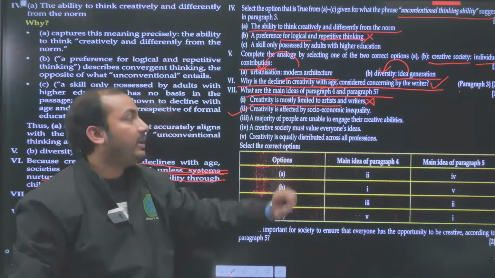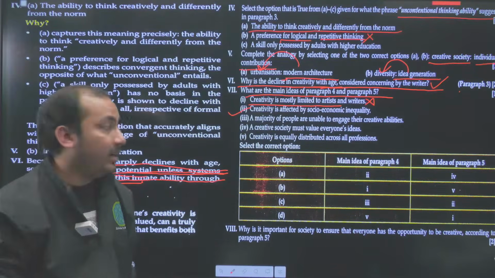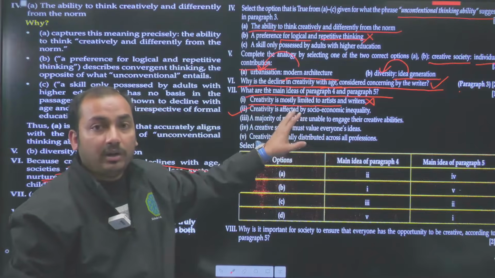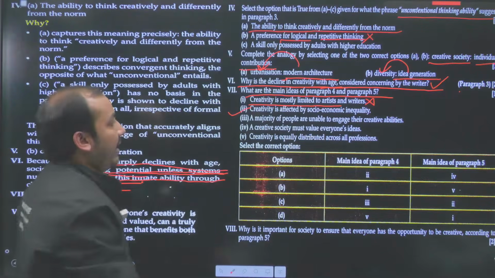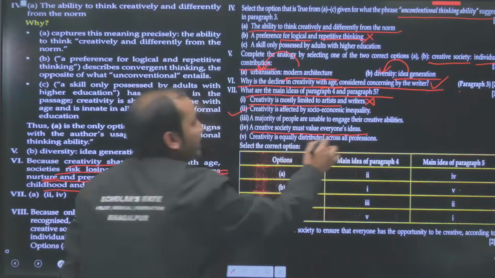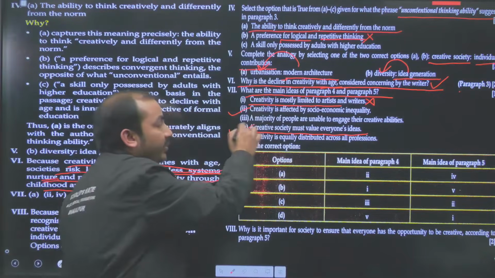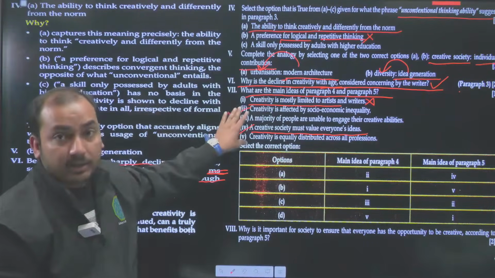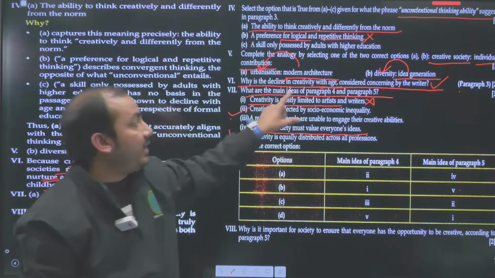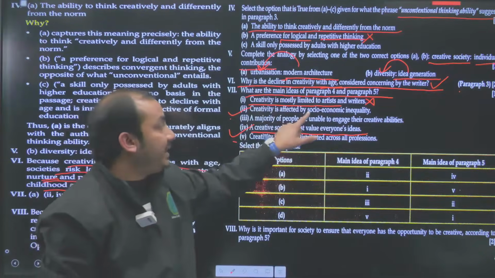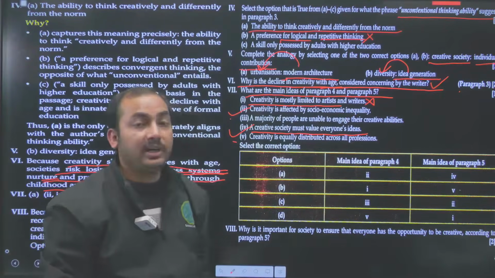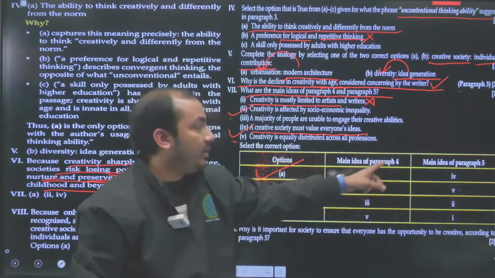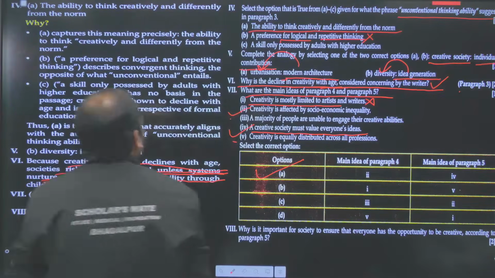A majority of people are unable to engage their creative abilities. This option is right, but we were told to find the ideas in paragraphs 4 and 5, and it does not come under paragraph 4 or 5. So we have to see another option: a creative society must value everyone's ideas. Exactly the same sentence is given in paragraph 5. So we can conclude that the main ideas from paragraphs 4 and 5 are: creativity is affected by socio-economic inequality, and a creative society must value everyone's ideas. So the correct option will be option A, which means the main idea of paragraph 4 is 2 and the main idea of paragraph 5 is 4. Now move to our next question.